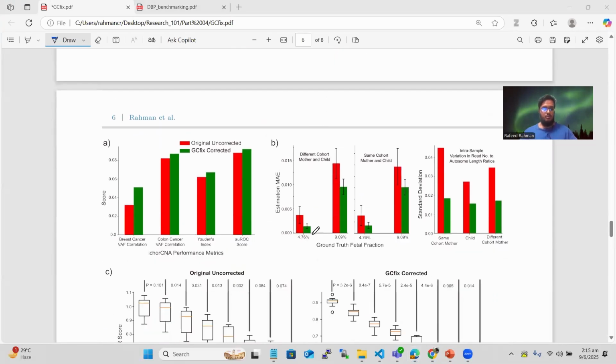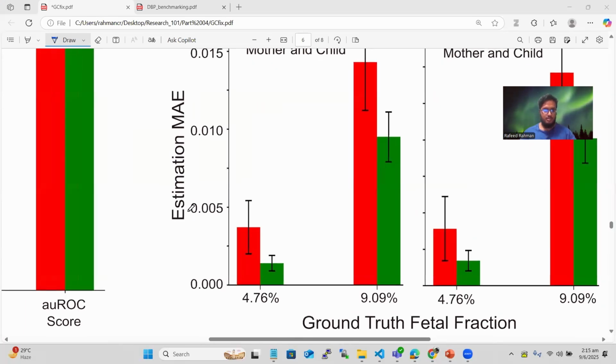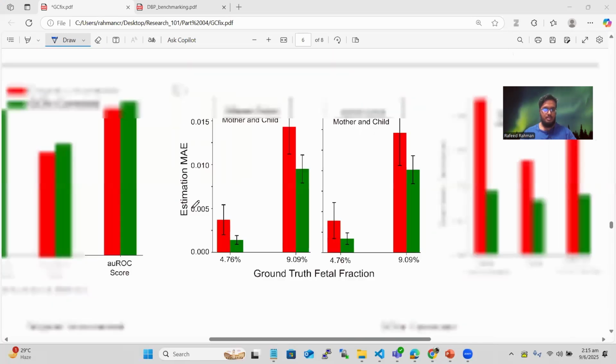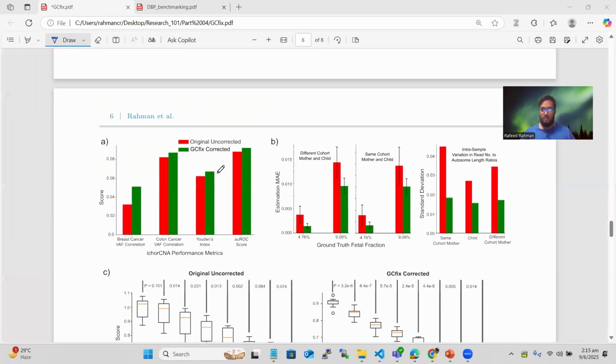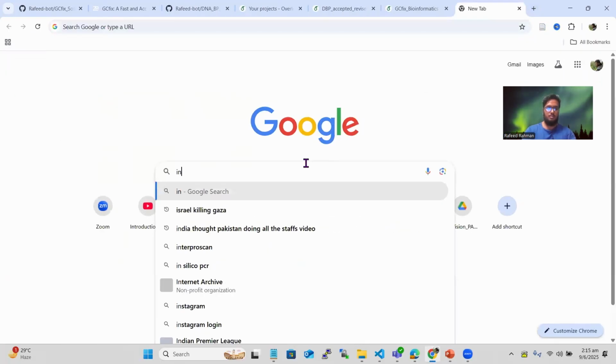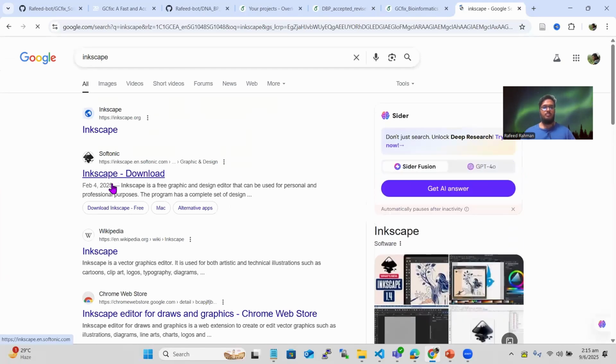One thing to note here is that if you zoom in closely, these figures are very, very high resolution. You can see that texts are not breaking up. This is because they are vector graphics, and I will recommend you to use Inkscape to do this. You write it down here, Inkscape. You can just download it. It's free software you can download and use.